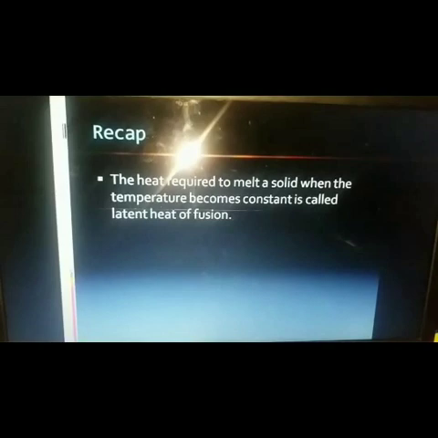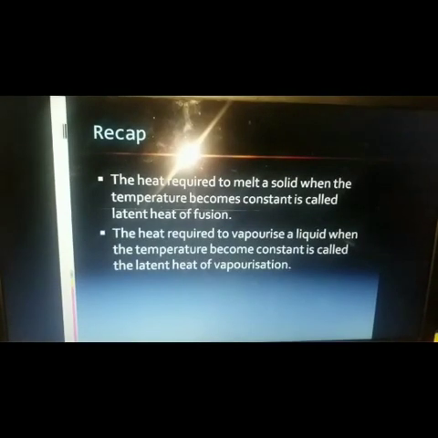The heat required to melt a solid when the temperature remains constant is called the latent heat of fusion. And lastly, the heat required to vaporize a liquid when the temperature remains constant is called the latent heat of vaporization. So this was the effect of temperature and pressure on the different states of matter.